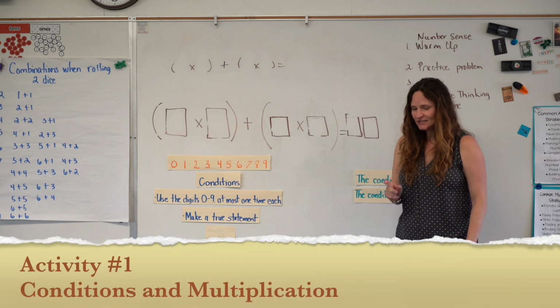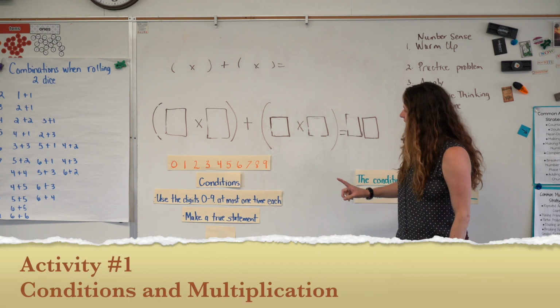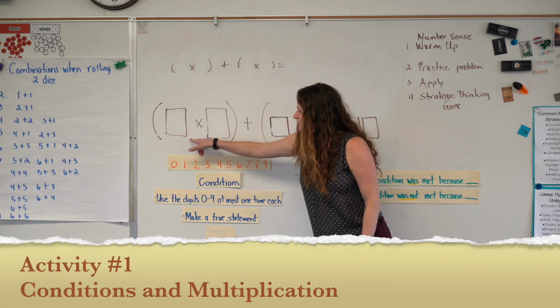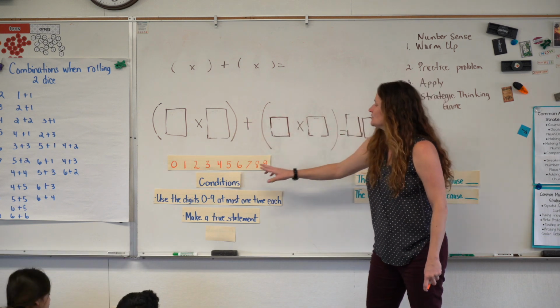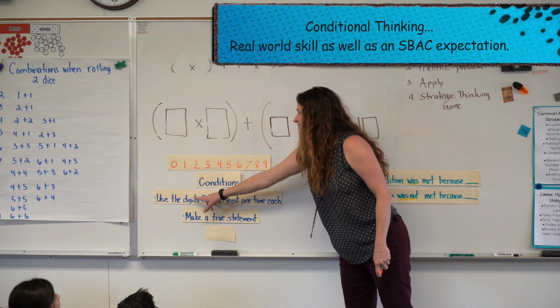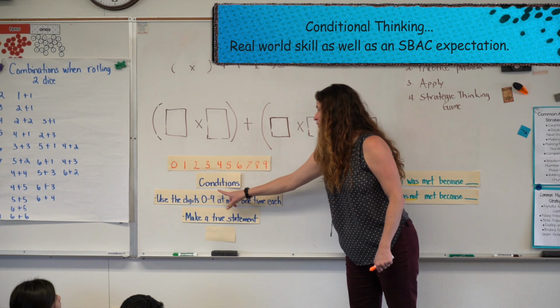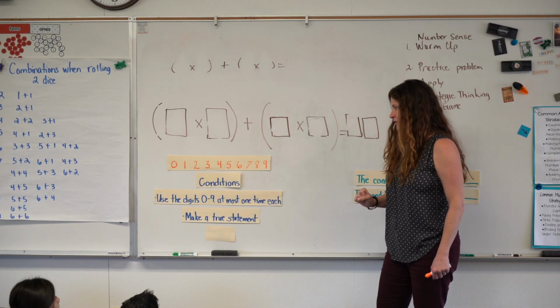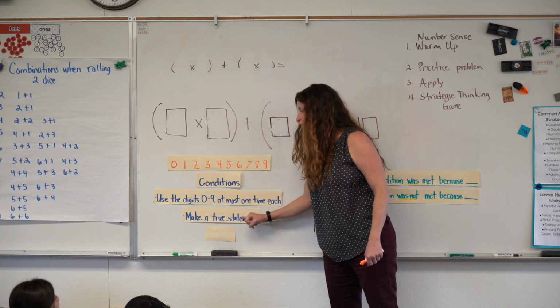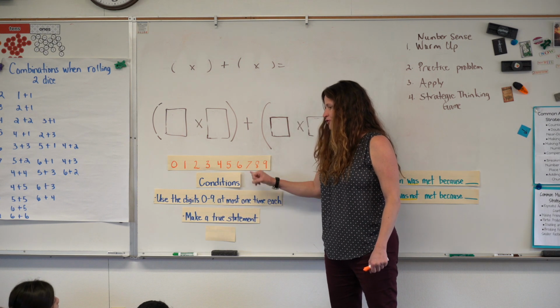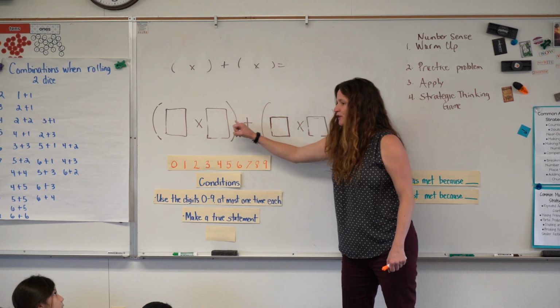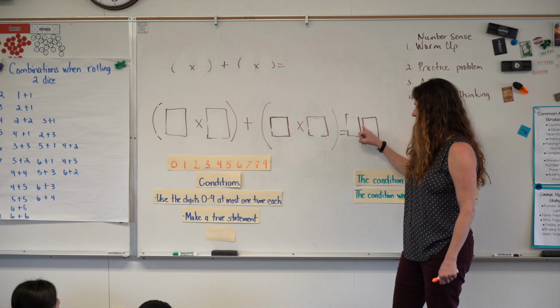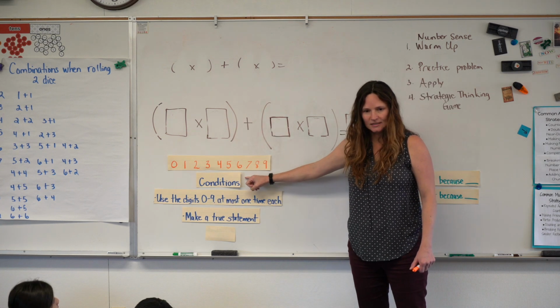Okay, so we are going to continue with our strategic thinking. Let's look at our conditions in order to solve our problem. Our first condition is we need to use the digits 0 through 9 at most one time each, and we have to make a true statement. So we are going to work together to fill in our blanks here to meet these conditions.